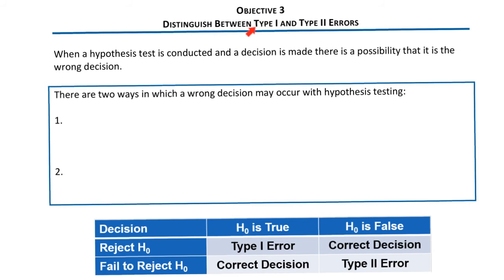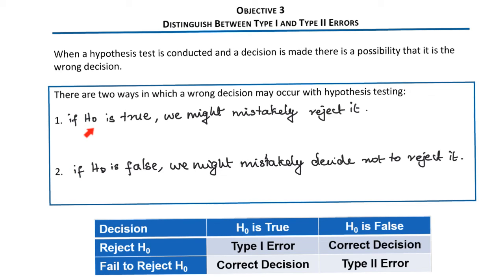Objective 3. Distinguish between type 1 and type 2 errors. When a hypothesis test is conducted and a decision is made, there is a possibility that it is a wrong decision. There are two ways in which the wrong decision may occur in hypothesis testing. First, if the null hypothesis is true, we might mistakenly reject it. Second, if the null hypothesis is false, we might mistakenly decide not to reject it.